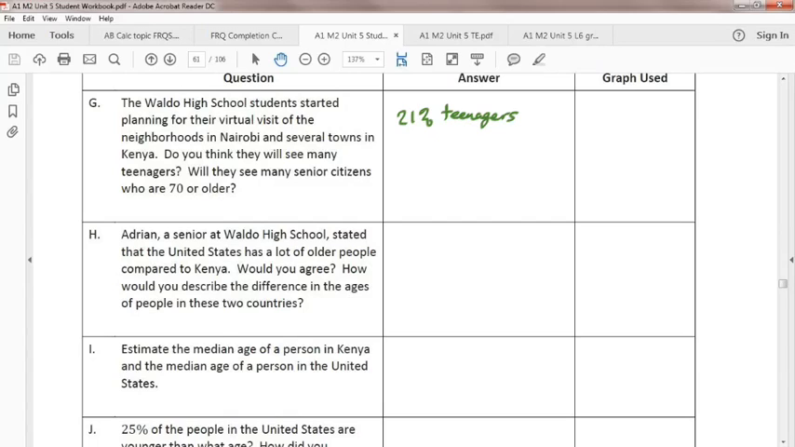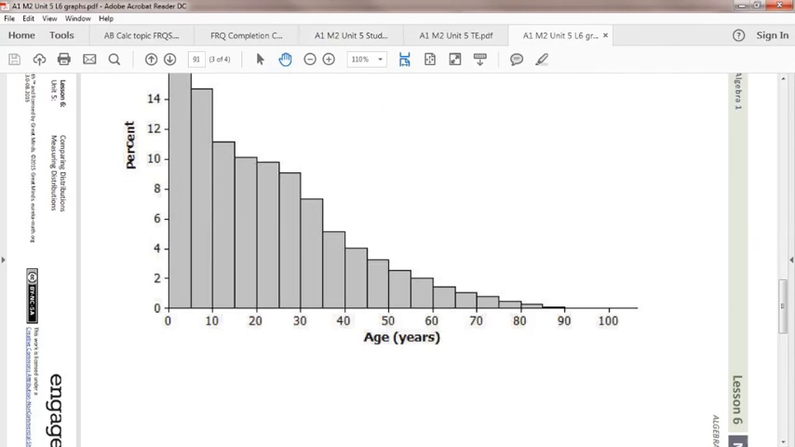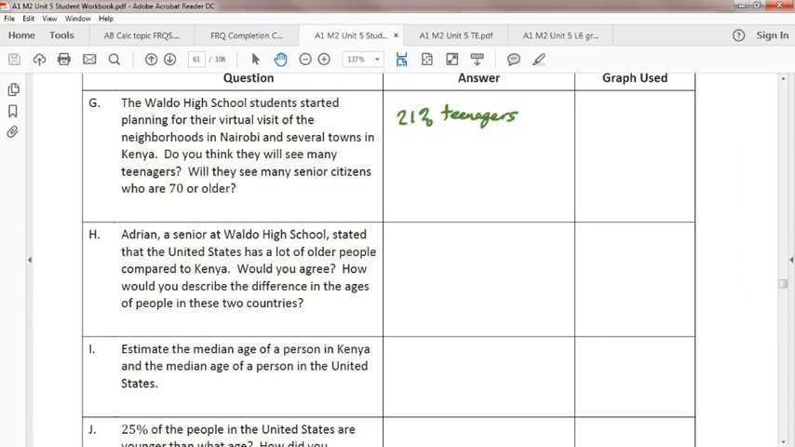And how many of them are over 70? If I'm looking at our data table, how many of them are over 70? That would be 1, and that's like a half of 1. That's like even less than a half of 1. So we got like, what, 1.9? 1.9%? So would you guys be more likely to run into a teenager or a senior citizen? Teenager for sure.